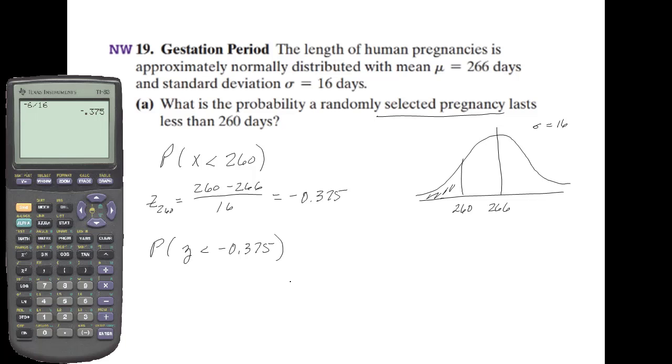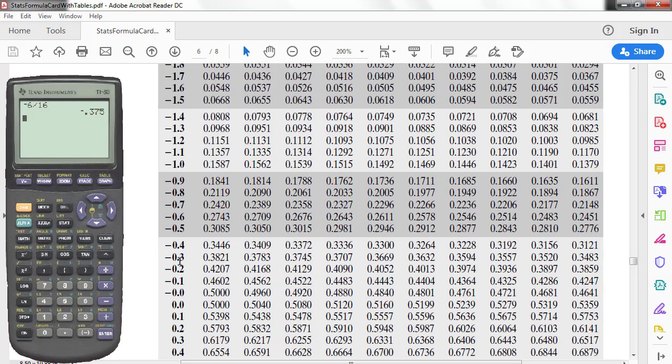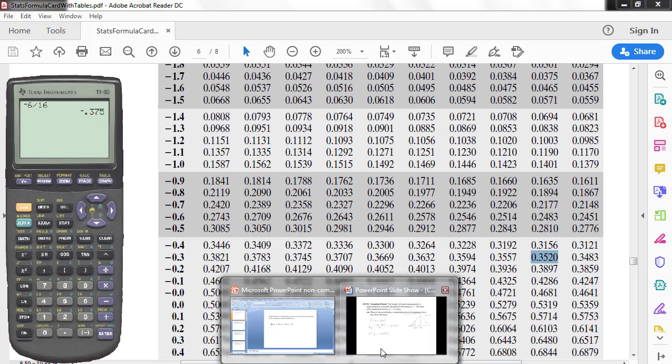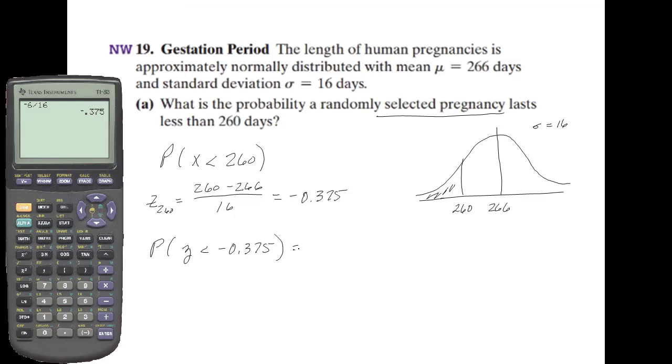All right, so then I want the probability that z is less than negative 0.375. To do that, I'm just going to go get the table. There it is here. Here's negative 3, or 375, and then 75 would be about there. So it's actually halfway between these two, but I'm not going to split hairs. I'm just going to call it 0.3557. So this area here is 0.3557 approximately.